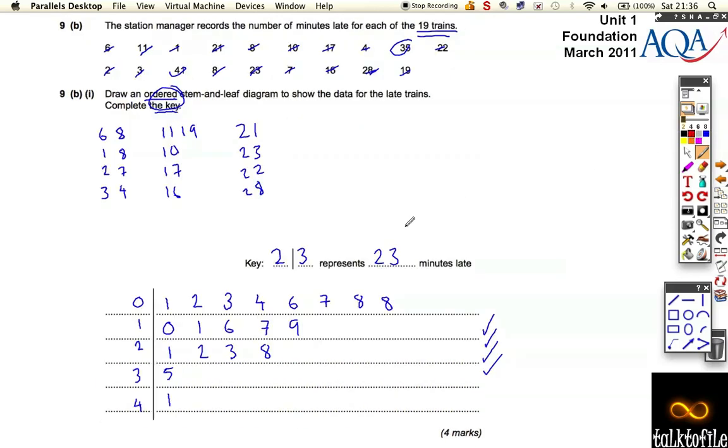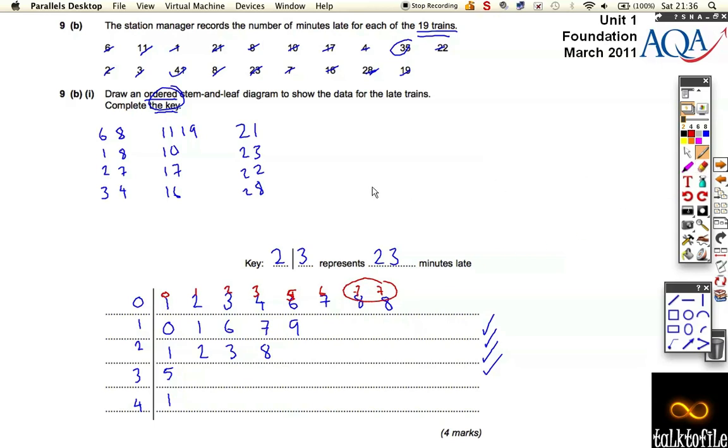Well, if all these numbers went down by one, this would become a zero. This would become a one. This becomes a two. This becomes a three. This becomes a four. This becomes a six. This becomes a five. This becomes a six. This becomes a seven and a seven. So still, these two are the most common. They're still the most common, because there's two of them.